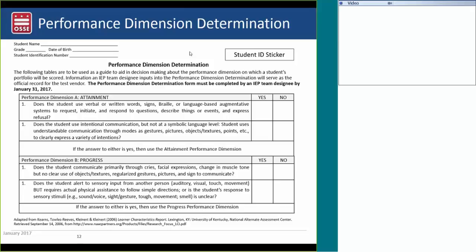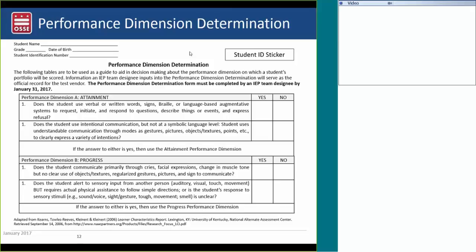The scoring conventions on the rubric for the attainment model, and I'm going to call it a model, attainment model and progress model, are different. And so students who are using the attainment model are scored to a little different standard than those students scored under the progress model. I'll also tell you that the kids for whom you respond yes under progress are typically our most severely challenged kids.